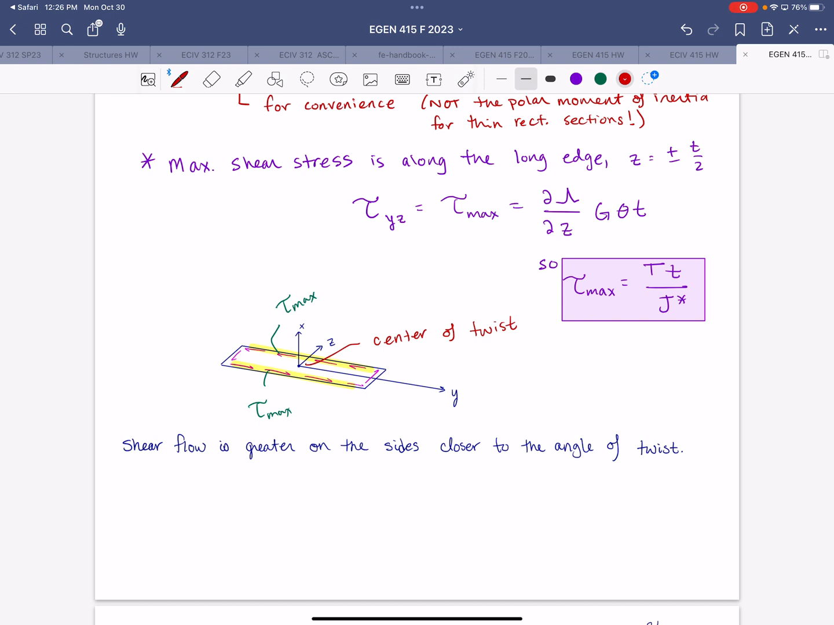All right, so in my note below, shear flow is greater on the sides closer to the angle of twist. I'm pretty sure this word angle is supposed to say center of twist. So please correct that for your records.